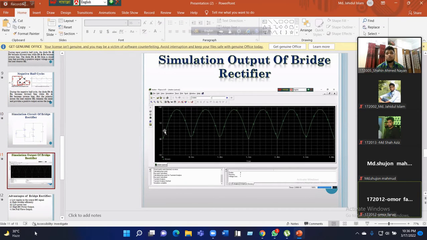This is our output. We simulated it using PSpice software and OrCAD 9.2. We are showing the output of the full wave rectifier: the first half cycle for the positive half cycle and again a half cycle for the negative half cycle. This is the full cycle simulation output of this rectifier.